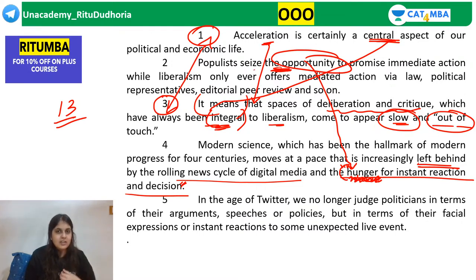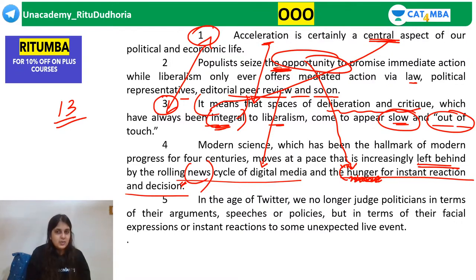Okay, the opportunity to promise immediate action while liberalism only offers views mediated by law, political representatives, editorials, peer review and so on. Isn't this also talking about the digital news cycle? Yes or no? So earlier, the news cycle relied more on deliberation. It relied more on critique. It relied more on editorial peer reviews. It relied more upon law. It relied more upon public representatives.